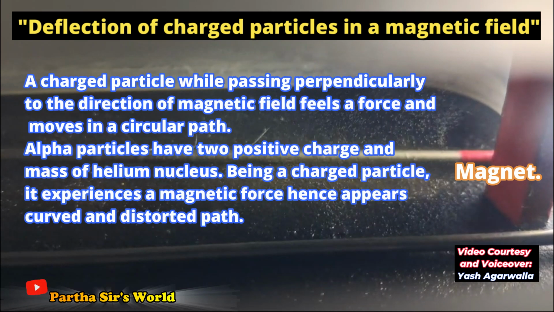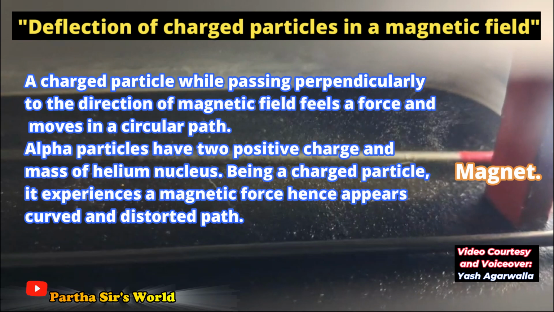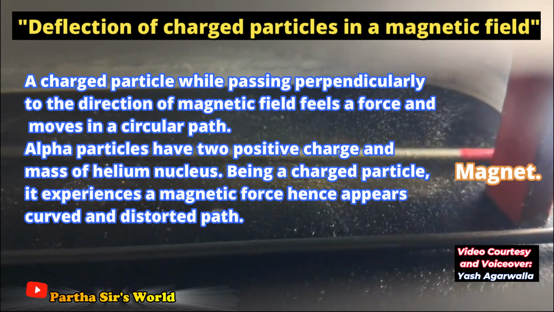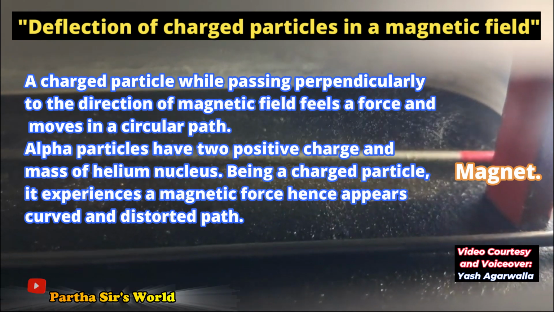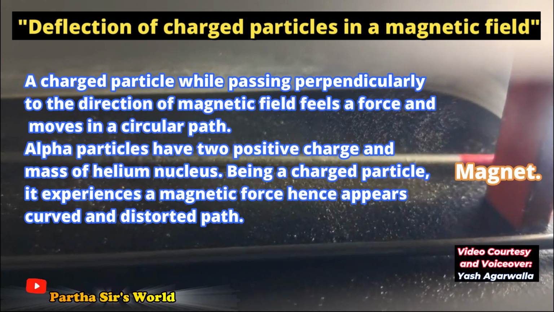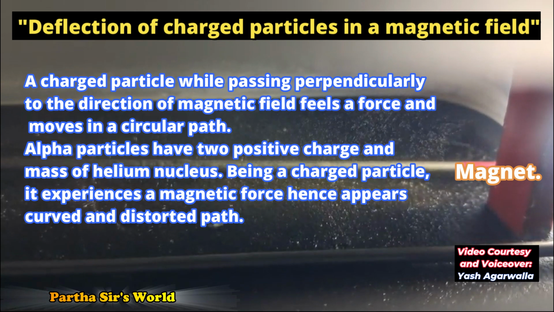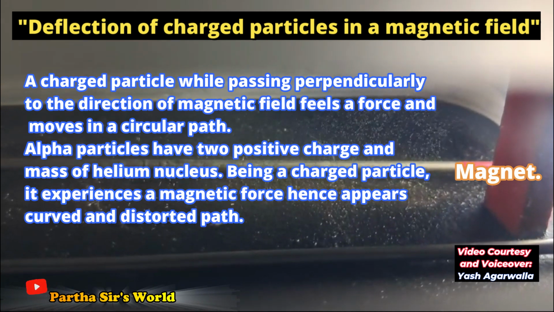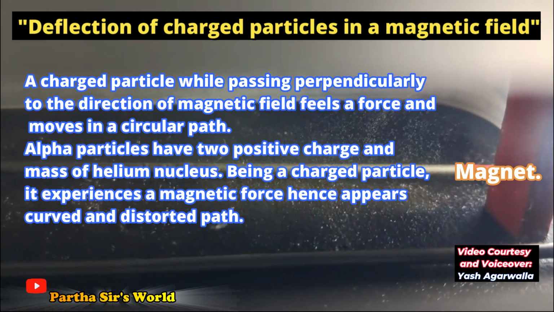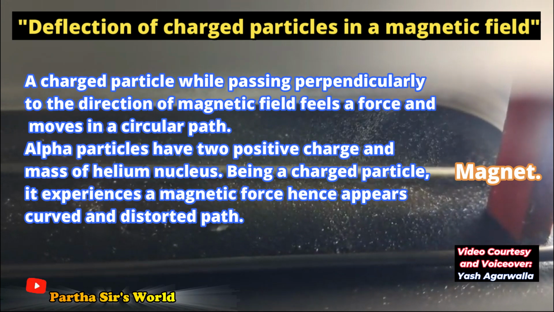A charged particle, while passing perpendicularly to the direction of the magnetic field, feels a force and moves in a circular path. Alpha particles have two positive charges and the mass of a helium nucleus. Being a charged particle, it experiences a magnetic force, hence appears as a curved and distorted path.